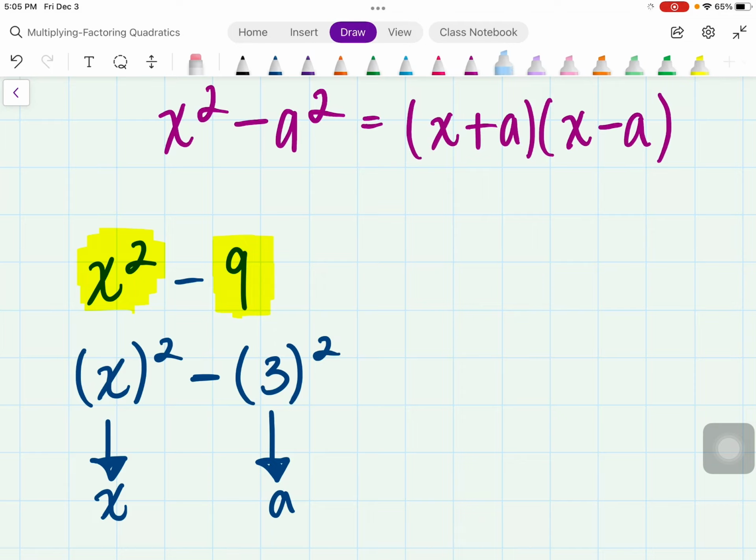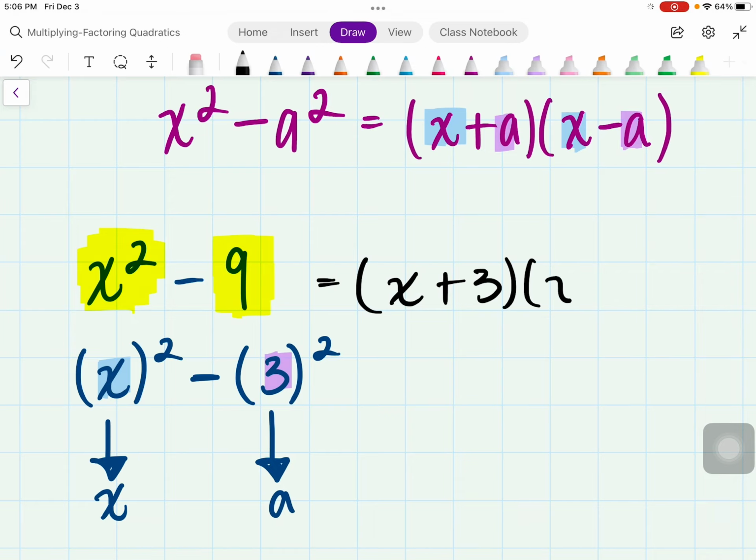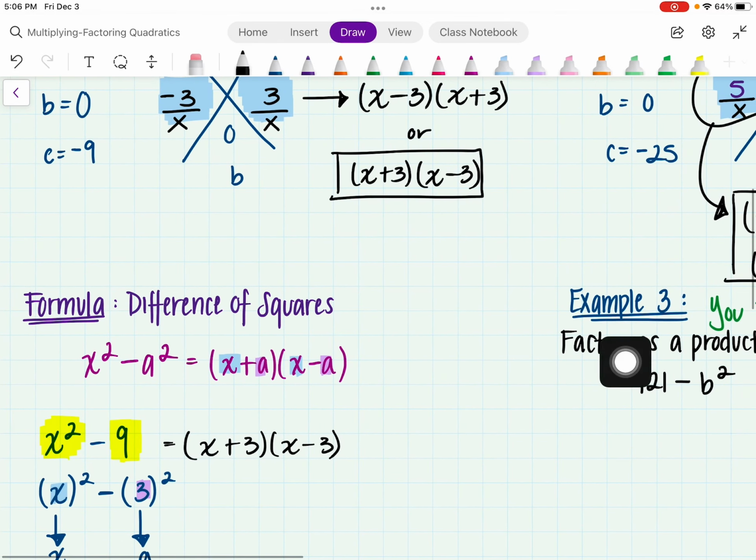So all I have to do is substitute these values into our formula there. So x would be that one, and then the 3 would be the a. If I do that, my answer should be x plus 3 times x minus 3, which is what we had up here.